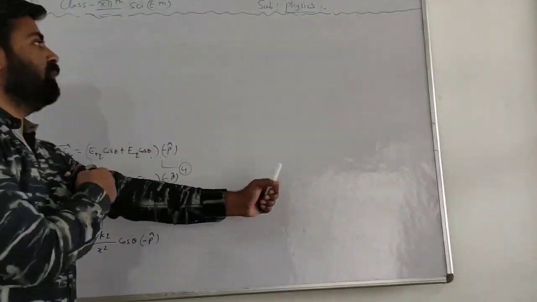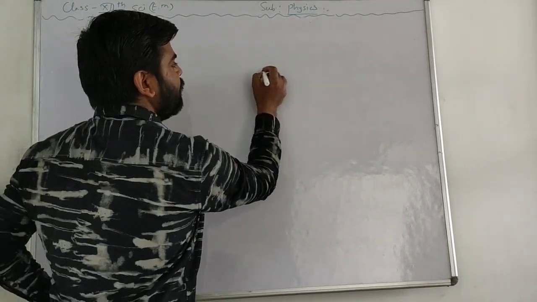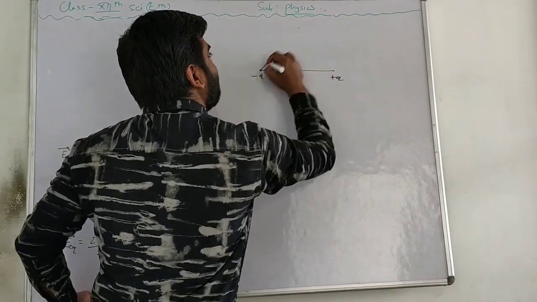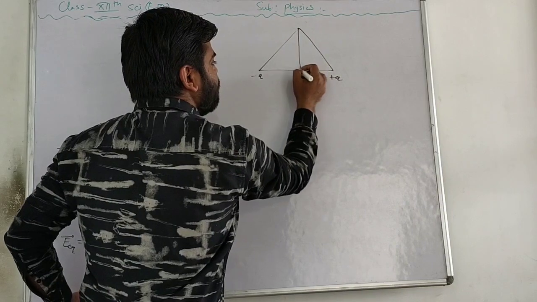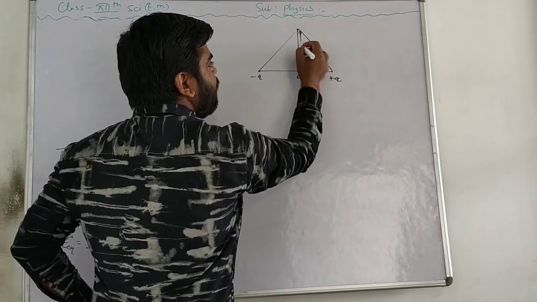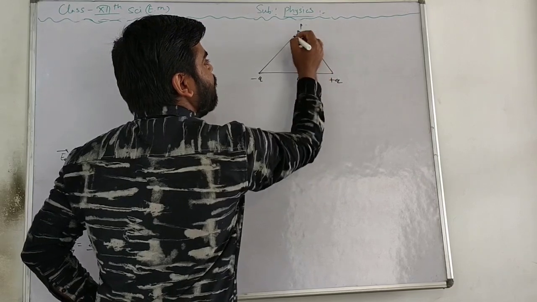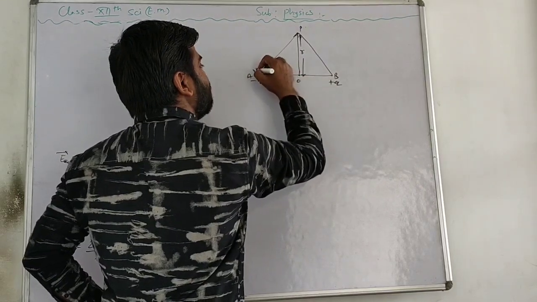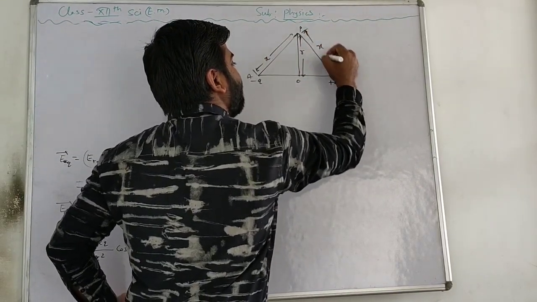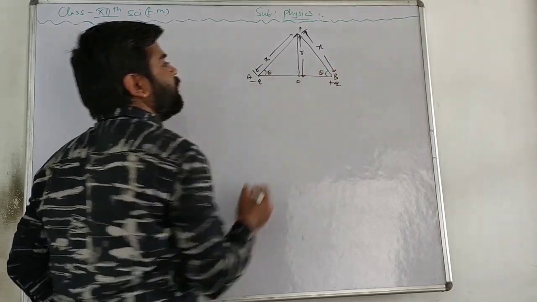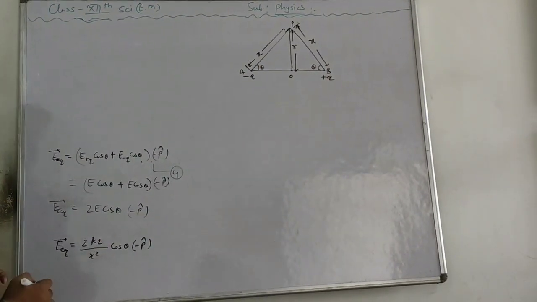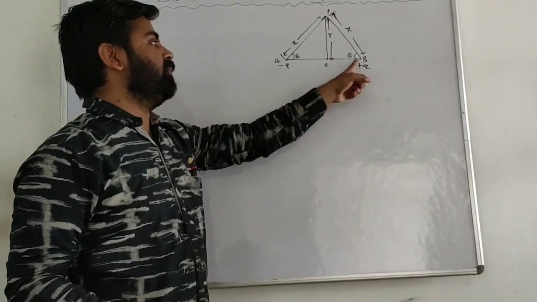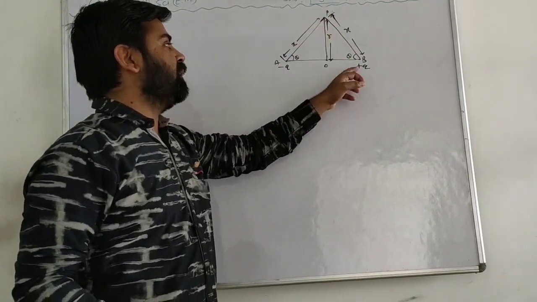So again we draw the diagram as I discussed previously: minus q charge and plus q charge, with center point O, and from the center at small r distance the point P. The distances of P from points A and B are equal, which is small x, and the angles are also equal, theta and theta. To convert small x in terms of small r, we use the diagram and we use triangle AOP or triangle BOP.